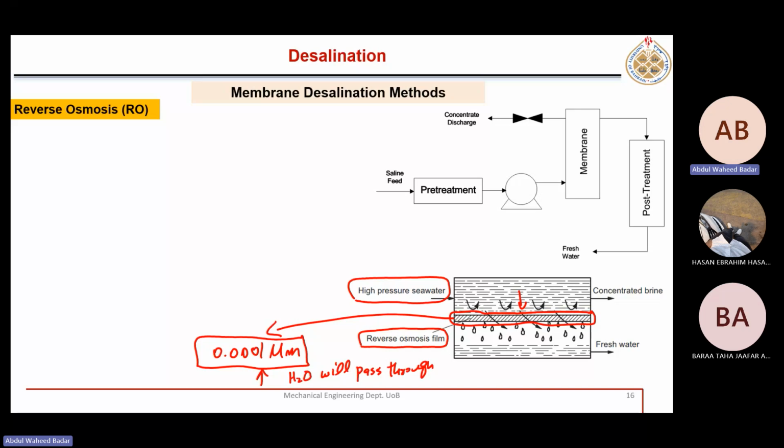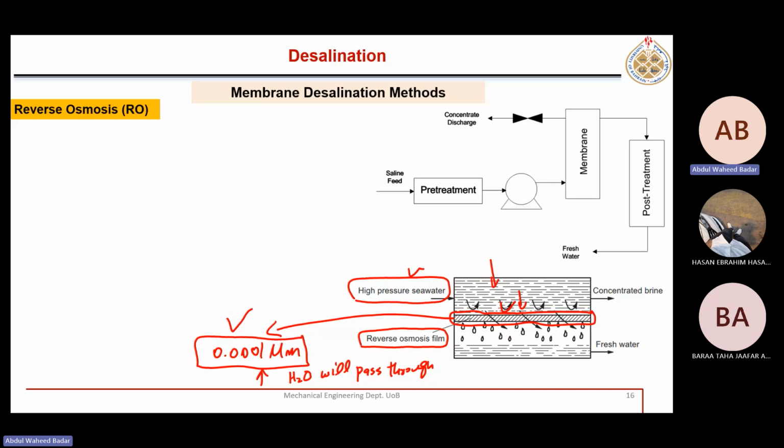And all the solid particles, ions, waste particles, and bacteria will be separated because their sizes are larger than the membrane pores. But here the issue is that we have to supply a large pressure, right? So pressurized water has to be supplied. For pressurization, we have to supply energy.